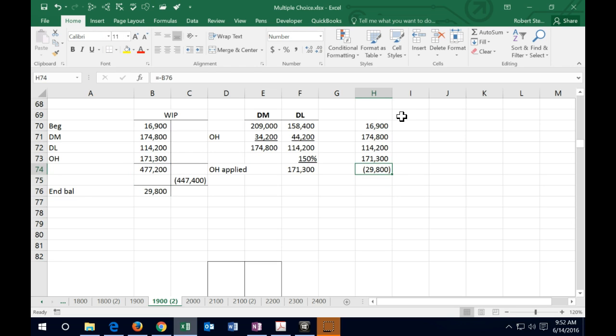This is how it would basically be shown in an answer key of a type of problem like this. But notice it could be easier in many ways to see it in terms of a T account because of the visual representation of it.